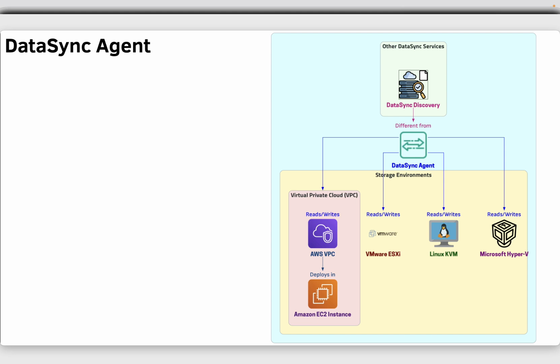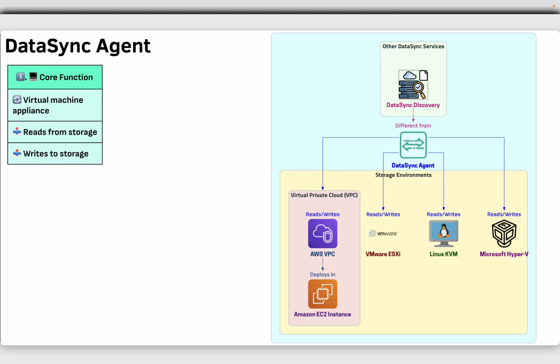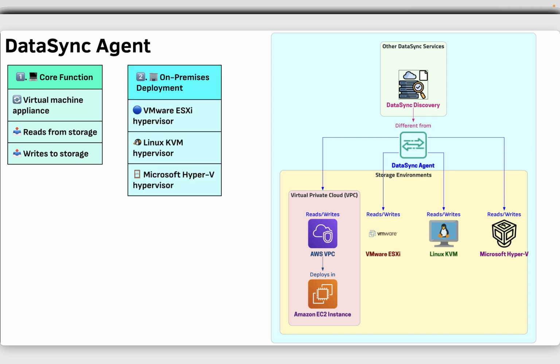So next I will talk about the DataSync agent. The DataSync agent functions as a virtual machine (VM) appliance that serves as a bridge for reading from and writing to storage systems during data transfer operations. For on-premises environments, DataSync agents can be deployed across multiple hypervisor platforms, including VMware ESXi, Linux Kernel-based Virtual Machine (KVM), and Microsoft Hyper-V, and this all provides flexible deployment options.